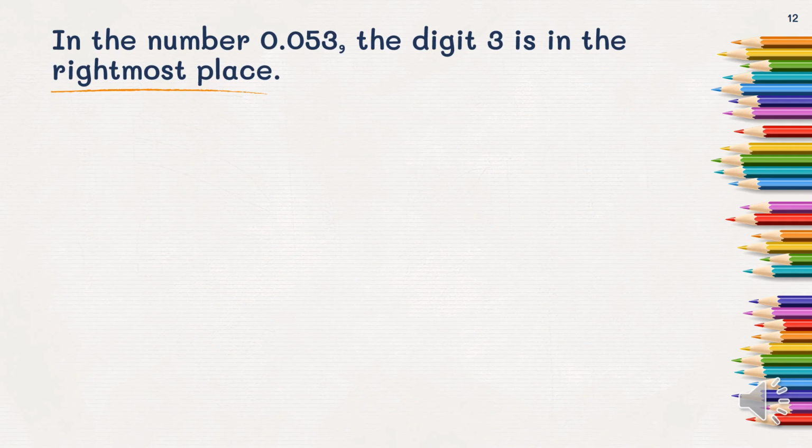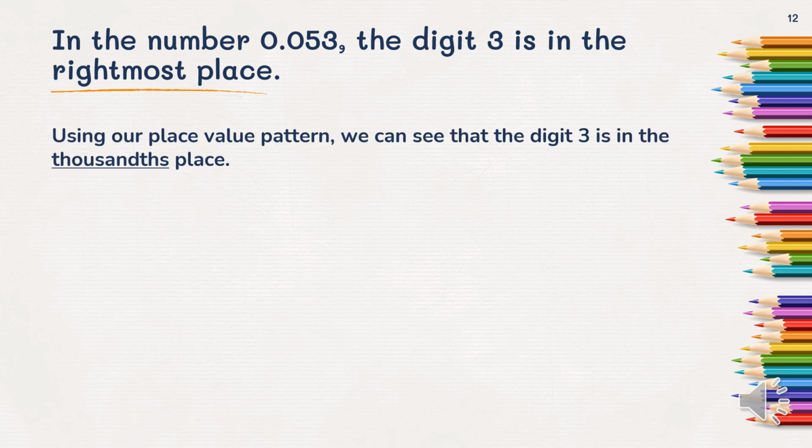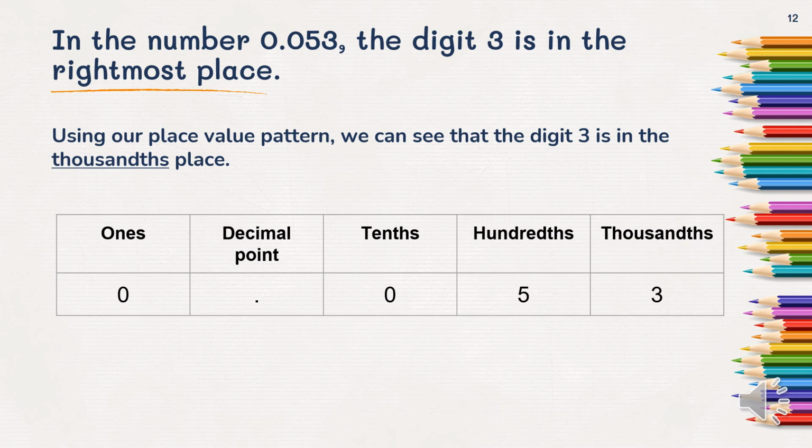In the number 0.053, the digit 3 is in the rightmost place. Are we done? No, not yet. We're going to look at our chart. Using our place value pattern, we can see that the digit 3 is in the thousandths place. Look here, the 3 is in the thousandths place.